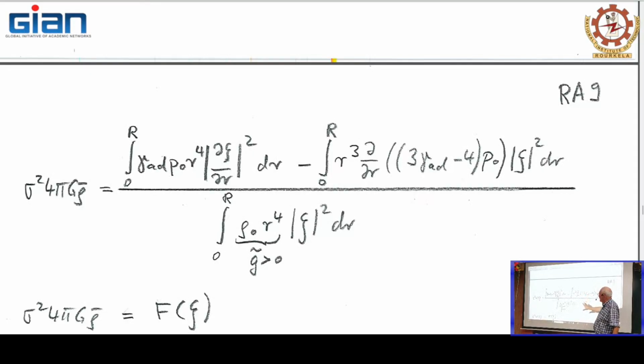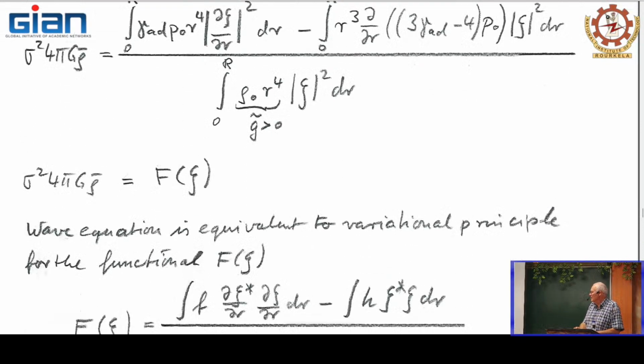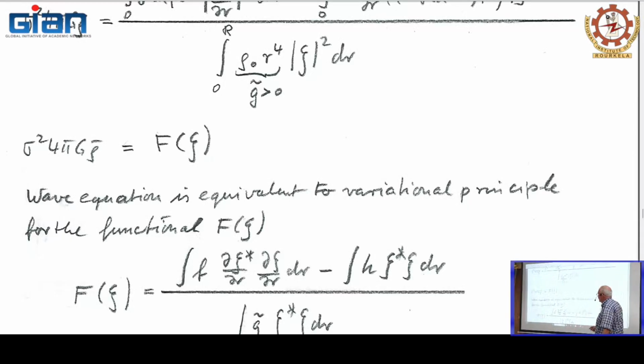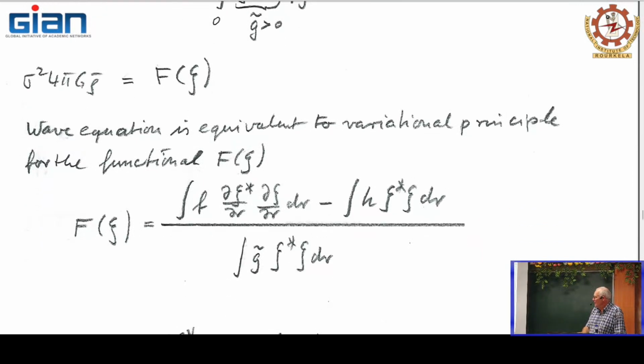The right-hand side depends on the function zeta. And now we apply this so-called functional, we apply the variational calculus to this functional zeta. Well, that means we vary the functional zeta with respect to a variation of the function, so to say, arbitrary function zeta.